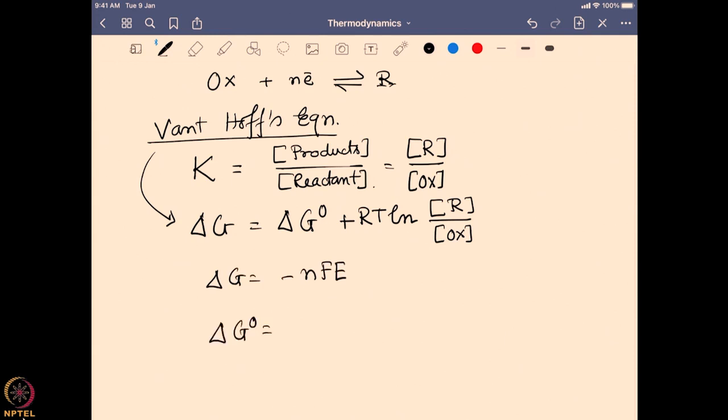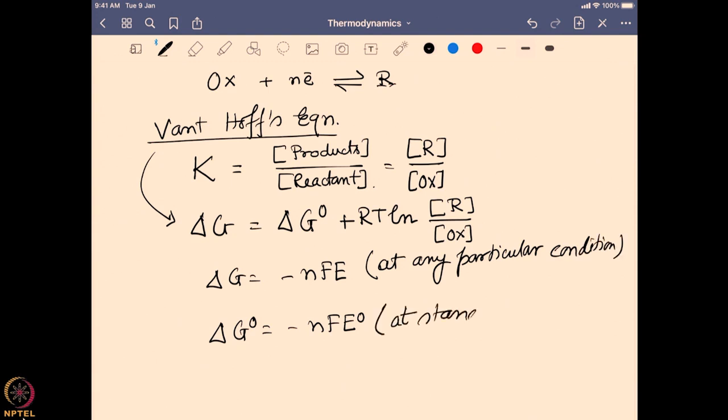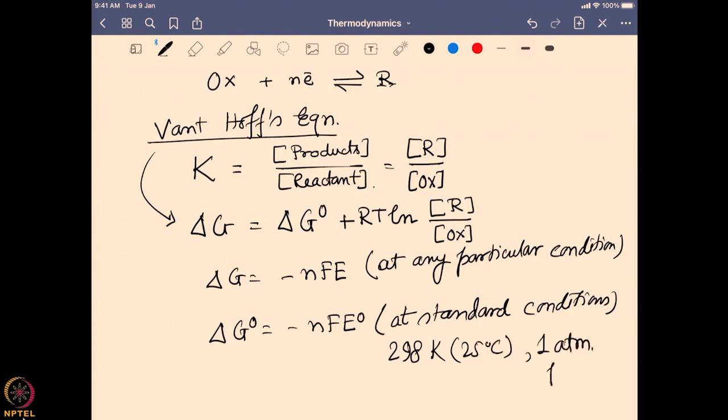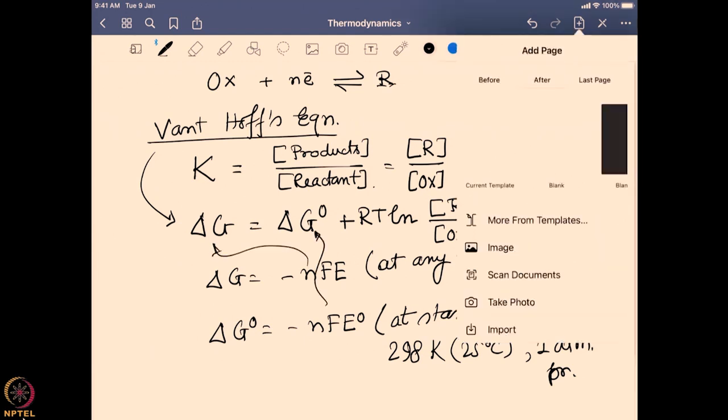Similarly, delta G naught will be equal to minus nFE naught, whereas E is measured at any particular condition, and this superscript 0 defines that it is measured at standard states or standard condition. What are the standard conditions? As we defined earlier, 298 Kelvin or 25 degree centigrade temperature, 1 atmospheric pressure, and for solid state it is always in the standard state 1. So all these things, if we combine them together and replace these two values over here and there, what we are actually going to get is the following.